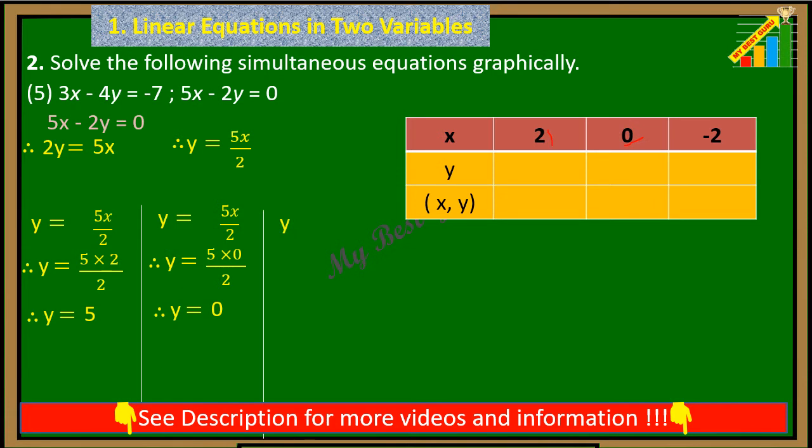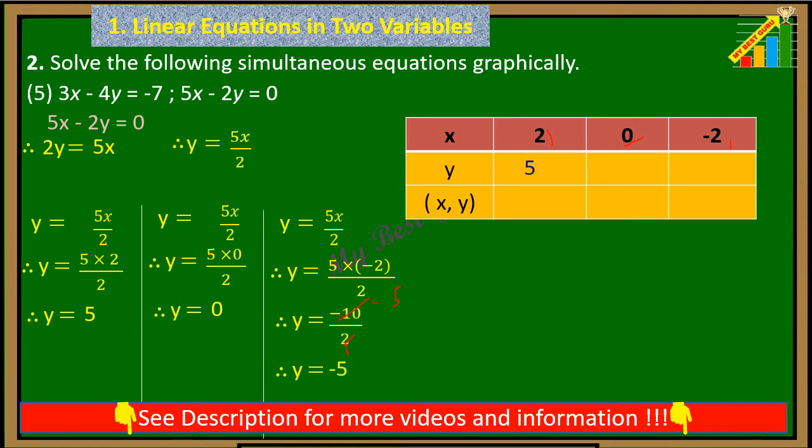Now for the third value, it is minus 2. So y is equal to 5x divided by 2. In the place of x, we will put minus 2. So y is equal to 5 multiplied by minus 2 divided by 2. 5 multiplied by 2 is minus 10, divided by 2. 2 ones are 2, 2 fives are 10, and minus sign, so the value of y is equal to minus 5.